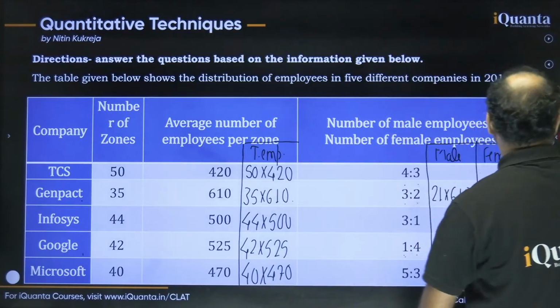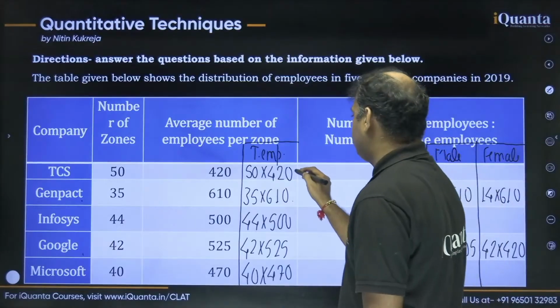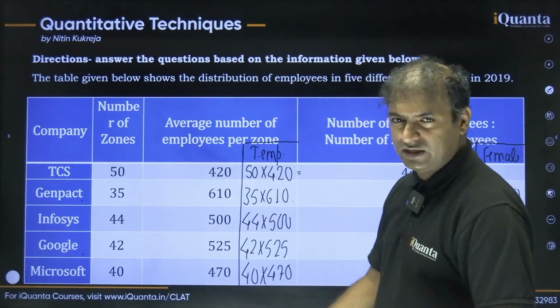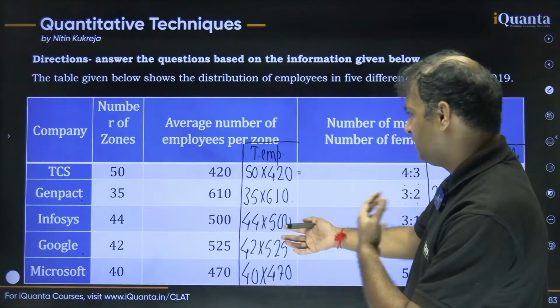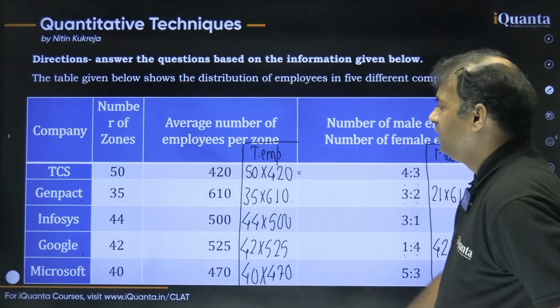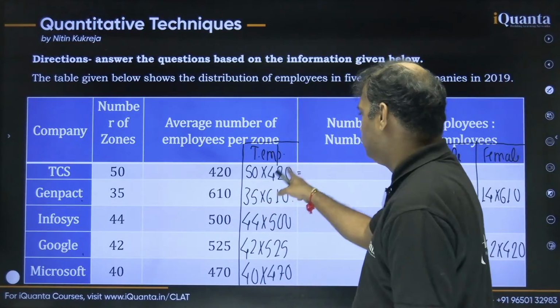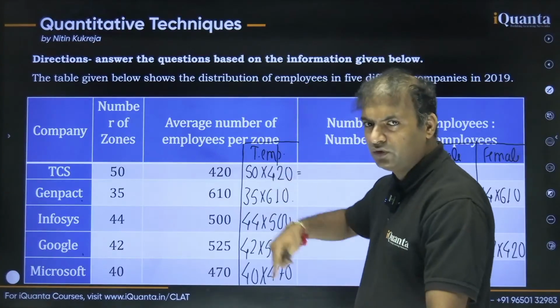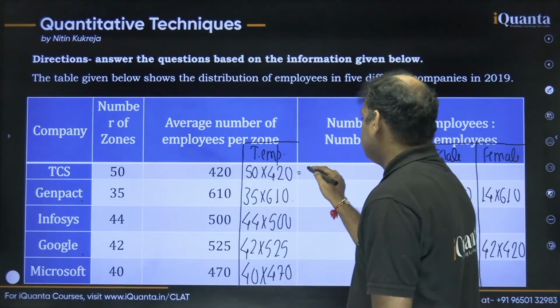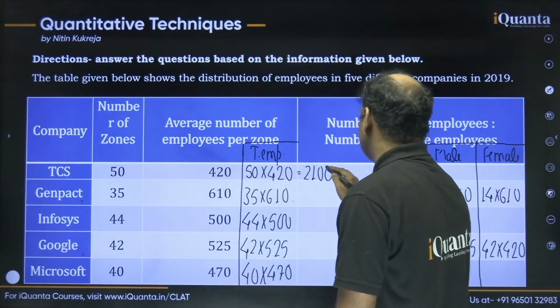So 50 into 420, right? We can say one thing, that 50 is like 100 by 2. I'm telling you the ways to make the calculation easy here, right? You can say 50 as 100 by 2. 2 will be cancelled from 420. 420 by 2 will be 210. And 210 into 100 must be 210 and 2 more zeros, right?